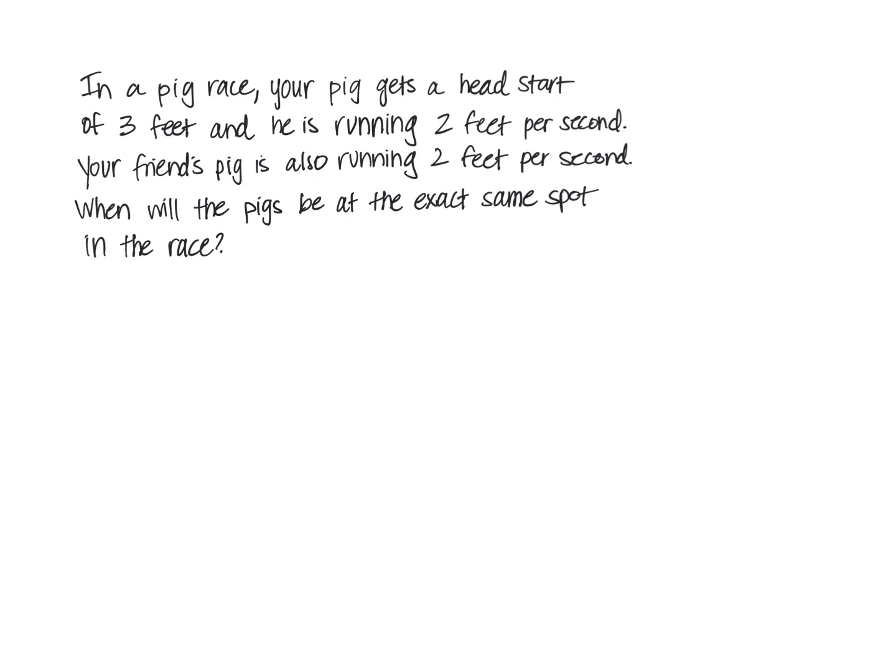All right, so I have this first problem. Let's go ahead and read through it. It says, in a pig race, your pig gets a head start of 3 feet, and he is running 2 feet every second. So he's going at a pretty good pace. Your friend also has a pig who is in the race, and this pig is also running 2 feet per second, but that pig doesn't get a head start. I want to know, when will these pigs be at the exact same spot in the race?